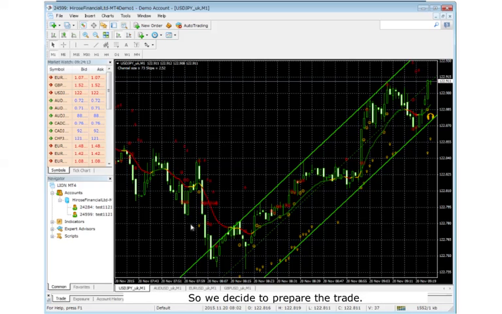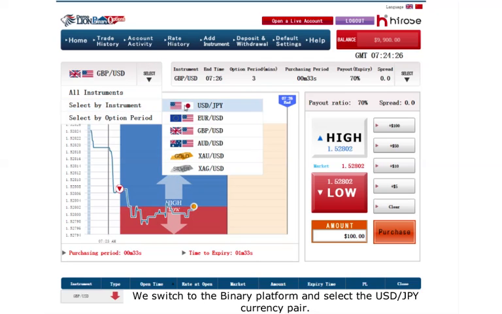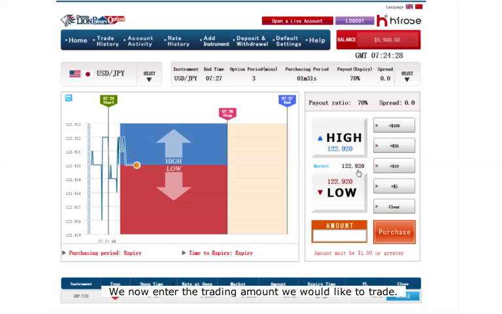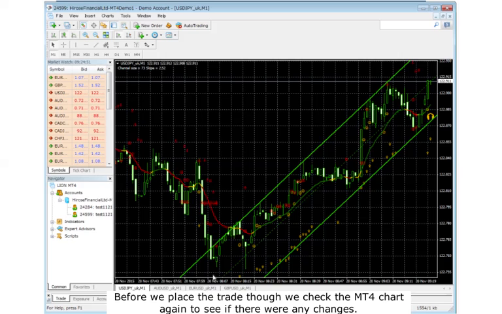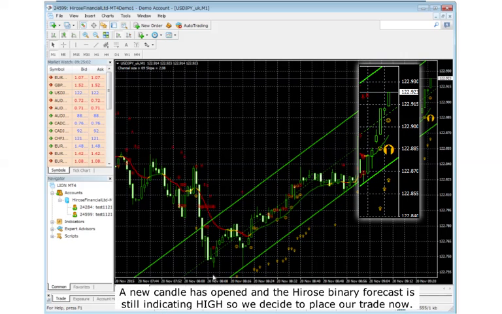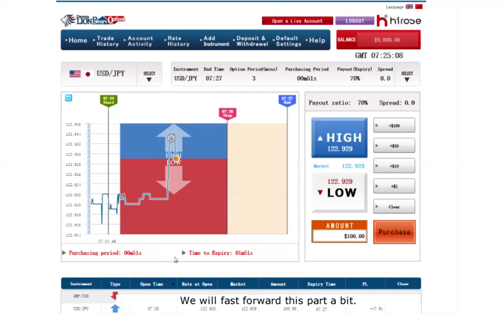So we decide to prepare the trade. So we switch to the binary platform and select the US dollar Japanese yen currency pair. We now enter the trading amount we would like to trade. Before we place the trade though, we check the MT4 chart again to see if there are any changes. A new candle is opened and the Hirose Binary Forecast is still indicating high, so we decide to place our trade now. We will fast forward this part a bit.